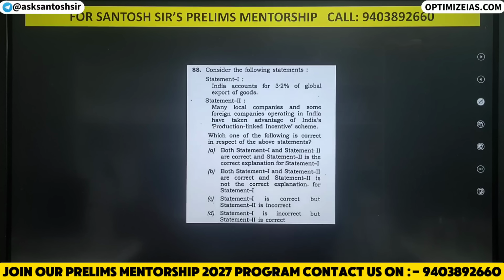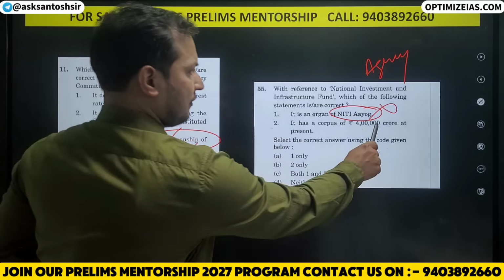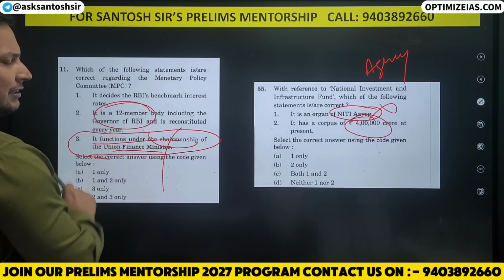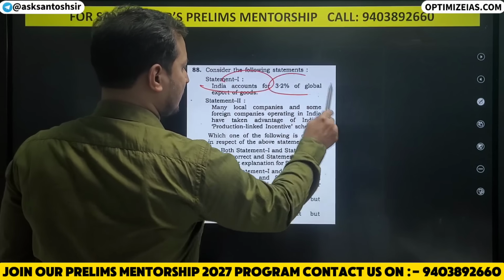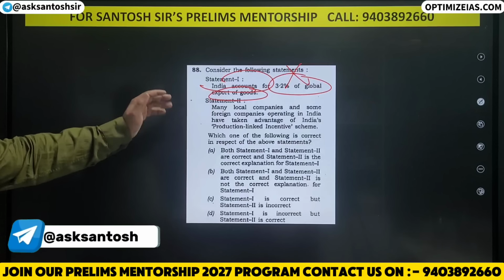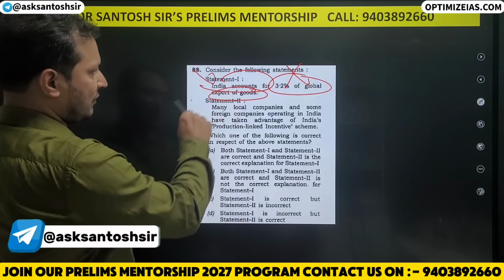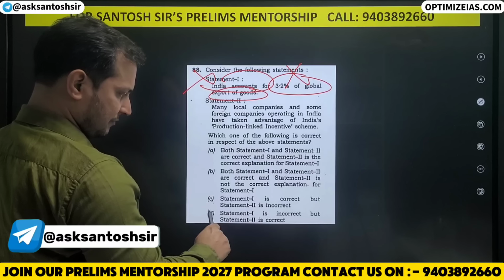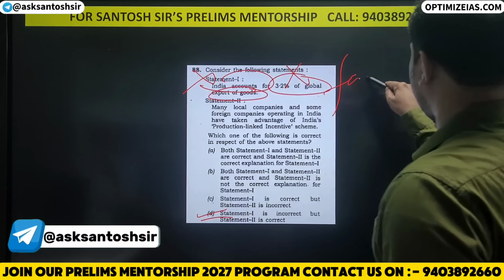Let me see how many of you can answer this. Again, same technique, what I have taught you just now. What technique have I taught you? I have taught you the technique that facts are incorrect. Now, can you apply this? India accounts for 3% of the global export. Facts. Incorrect. It is not 3%. It is, I think, somewhere around 2.2, 2.4, 2.5%. So statement 1 is incorrect. Once you get statement 1 incorrect, option D is the answer. Okay, very easy. Facts, always incorrect.